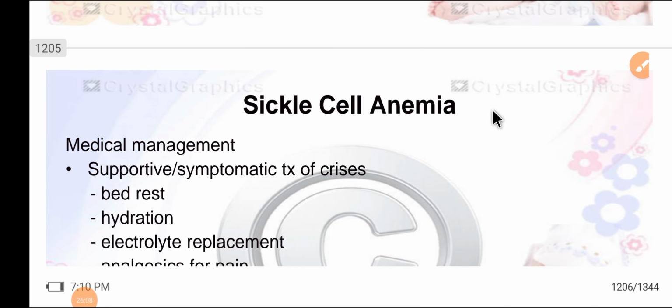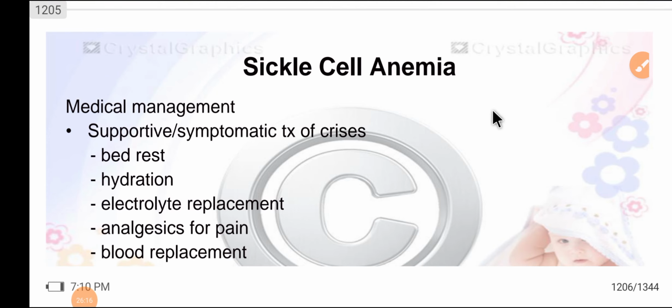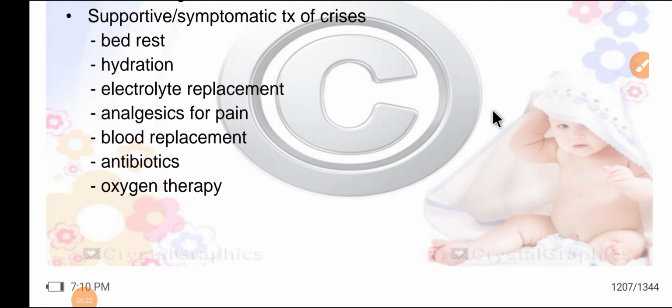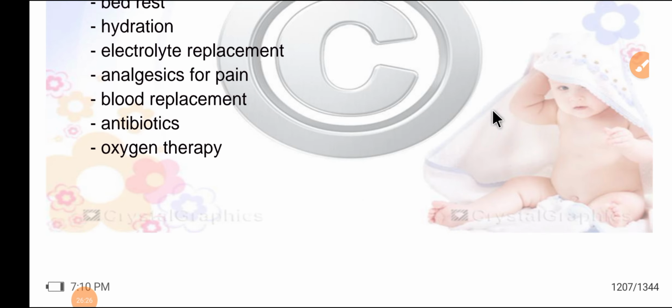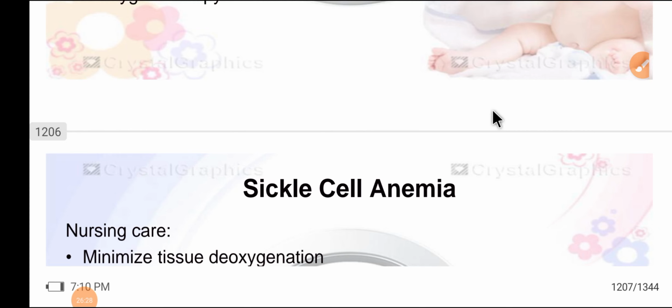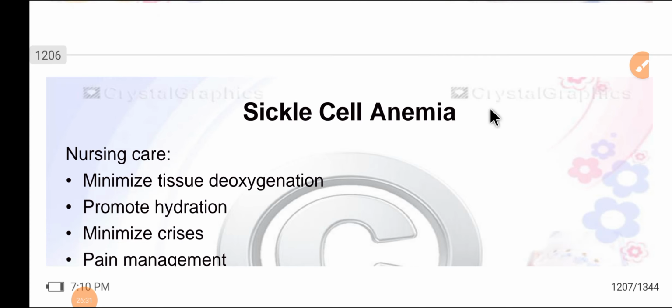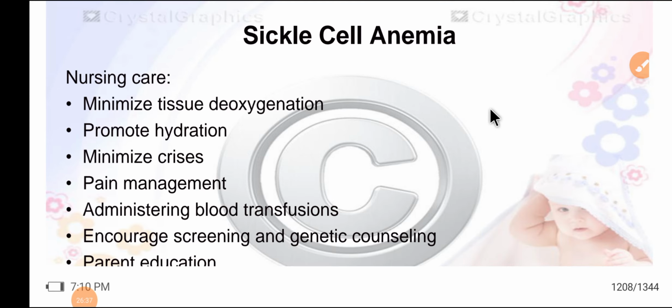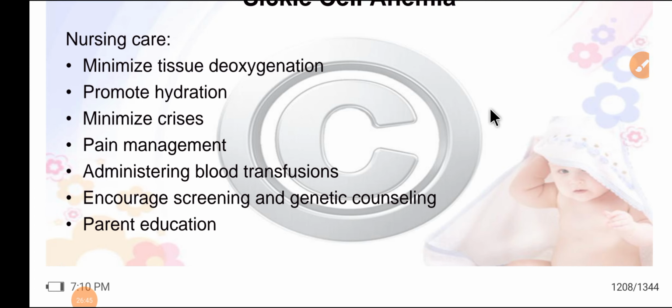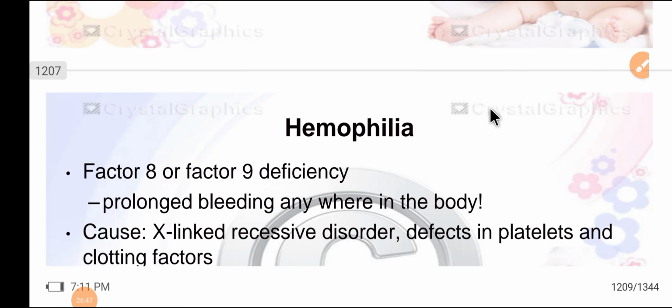Sickle cell anemia medical management: supportive and symptomatic. During crisis: bed rest, hydration, electrolyte replacement, analgesics for pain, blood replacement, antibiotics, oxygen therapy. Nursing care: minimize tissue deoxygenation, promote hydration, minimize crisis, pain management, administering blood transfusions, encourage screening and genetic counseling, parent education.